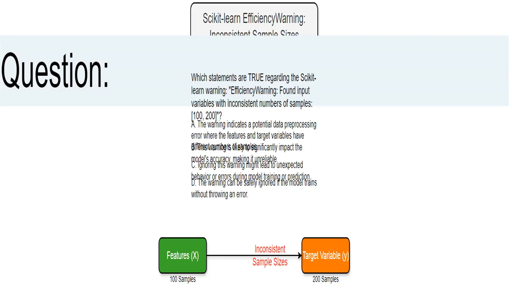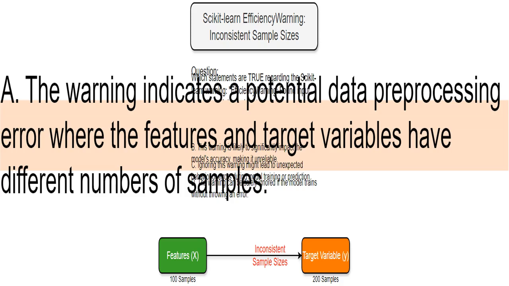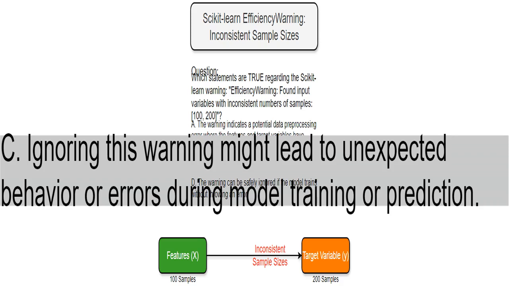I see this question as the core of the problem. We need to analyze the warning message to determine which statements are correct. The warning points to a mismatch in the number of samples in the dataset used for machine learning model training. This statement is absolutely correct. The warning explicitly states that there's an inconsistency in the number of samples, meaning there is a mismatch between the number of samples in the features and the number of samples in the target variable. This is a problem that will arise during data preparation. This statement is also correct.